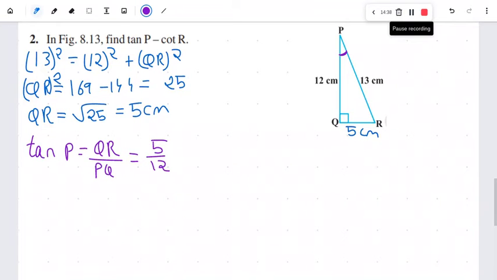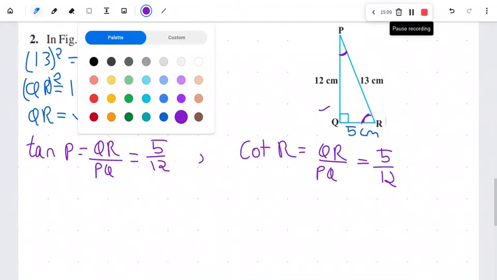Now, what is cot? Sorry, cot R. Cot R means this now. So cot is what? Cot is adjacent over opposite. What is the adjacent side over here? Check it out. When I take the adjacent side, that is 5. QR is adjacent, isn't it? QR is adjacent and divided by the opposite of R, I mean this side PQ. So again it gives me 5 by 12.